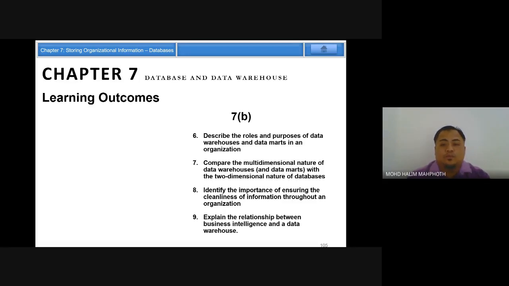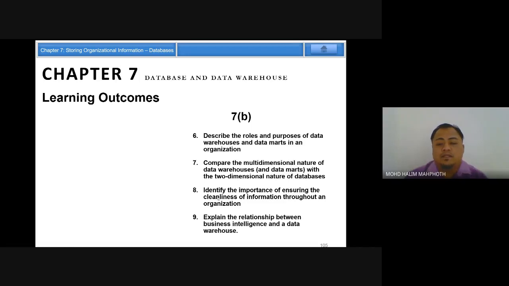And as for today, we continue with the database and data warehouse, and also the role and purpose of the data warehouse and data mart. These are new terms for this topic. We also get to know about the multidimensional nature of data warehouses, where multi-dimensional means it has more than one aspect of the data.